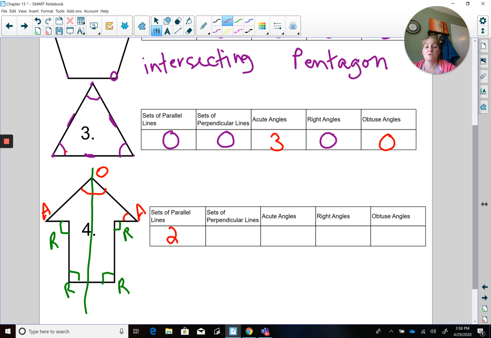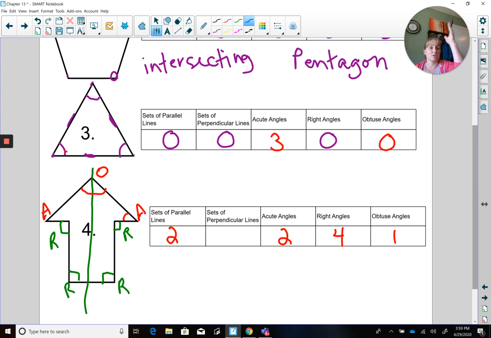Okay? So now let's count up all of our acute angles. We have 1, 2, that looks to be it, 2 acute angles. How about right angles? 1, 2, 3, 4. How about obtuse angles? Oh, just 1. Okay, now that I know that, this will help me with my perpendicular lines.